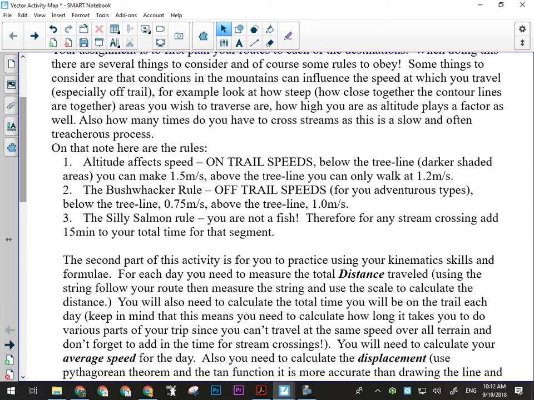And the third rule is the silly salmon rule. You are not a fish. Therefore, any stream crossing not on a trail, okay, where there would be a bridge, will add 15 minutes to your total time for that segment.